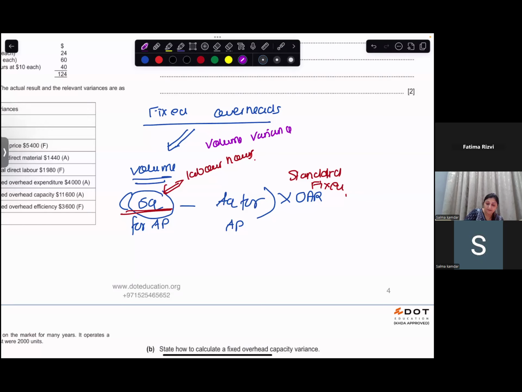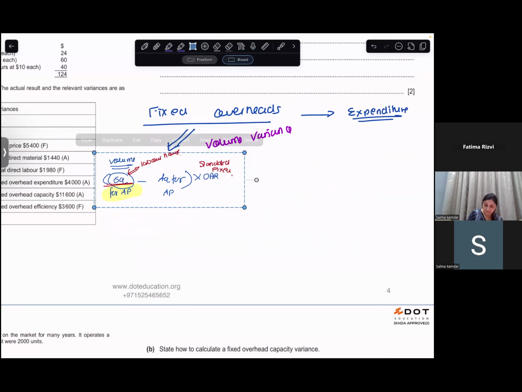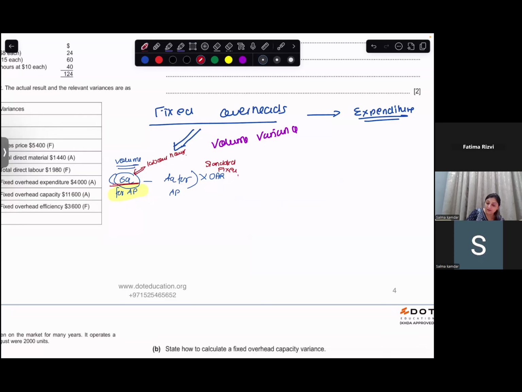Miss, volume and capacity is the same thing? No, in volume variance, I take standard quantity for actual production. Okay. What is the other fixed overhead variance? Expenditure. So the next variance is fixed overhead expenditure variance. In the expenditure variance, what do I do? You take master budget minus actual budget? Okay, so you take fixed overheads as per master budget.